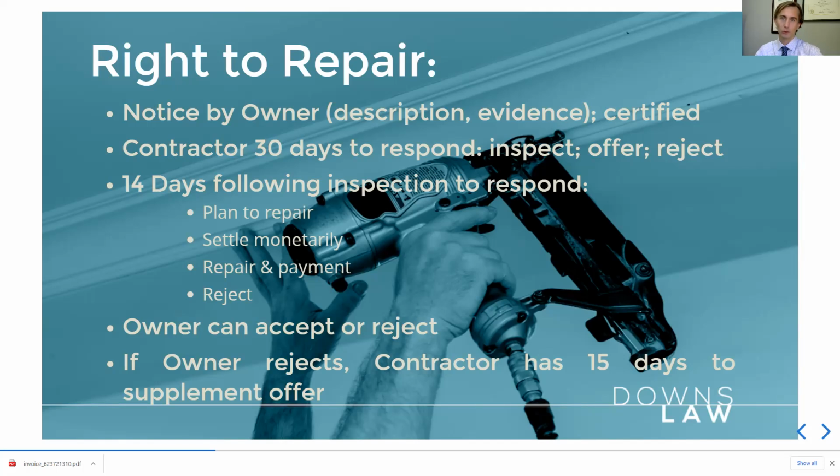And then the owner can choose whether they want to accept your proposal or if they want to reject it. If they reject it, then the statute gives you another opportunity to propose another offer to resolve it. So again, you go back up to the list of four things you can do, but you have another 15 days in order to supplement the offer.